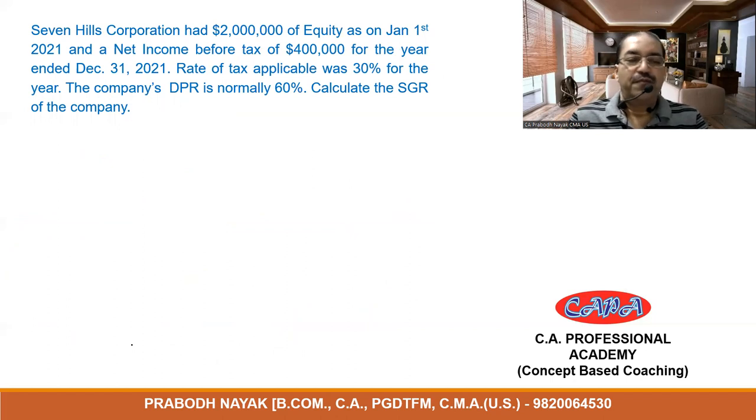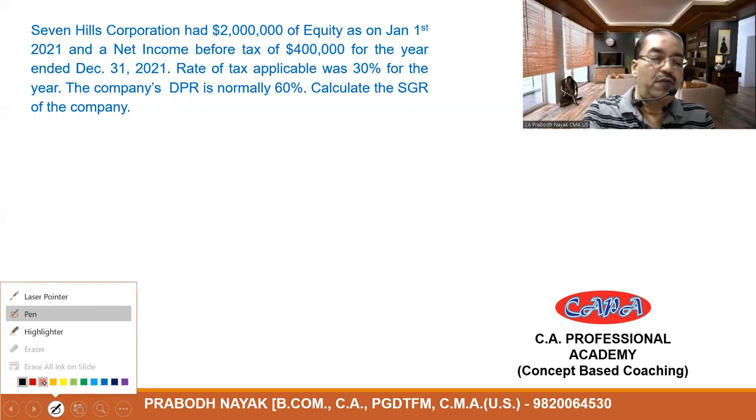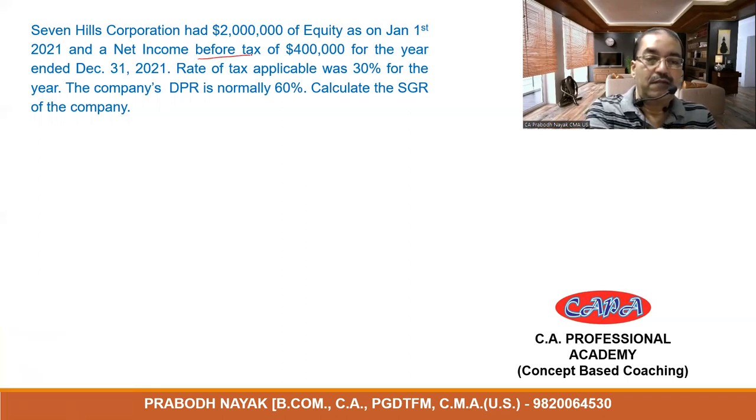Seven Hills Corporation had $2 million of equity as on Jan 1st, 2021, and a net income before tax. It should ring bells in your mind: before tax. Of $400,000 for the year ended 31st December 2021. Rate of tax applicable is 30% for the year.